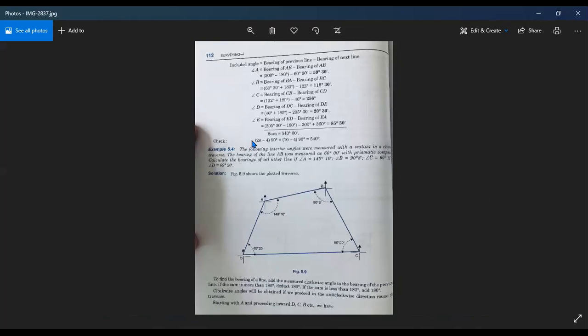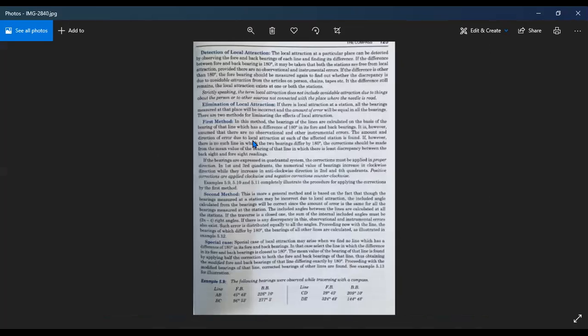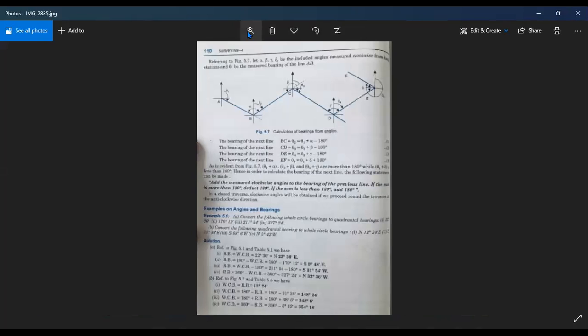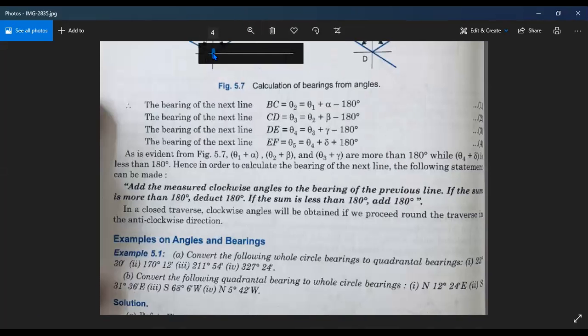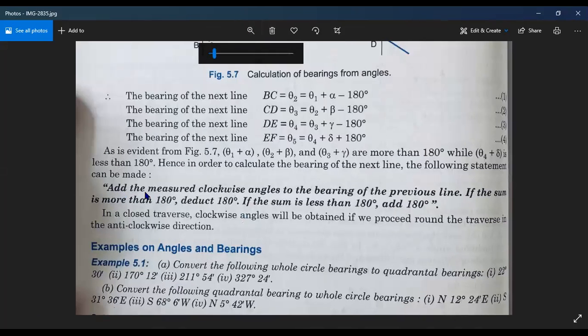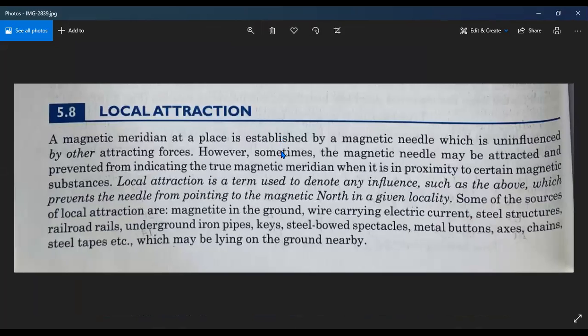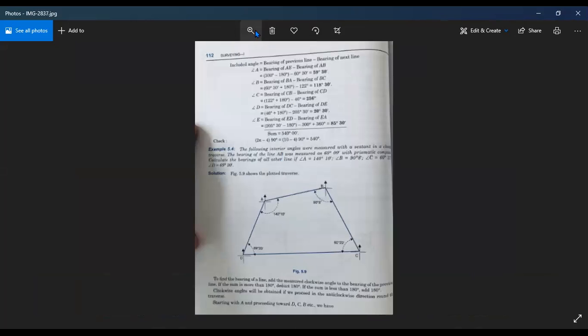The bearings you calculate using which principle? If the included angle is given, you can calculate the bearings by adding the measured clockwise angles, those included angles, to the bearing of the previous line. If the sum is more than 180 degree, deduct 180 degree. If the sum is less than 180 degree, add 180 degree. Using this, you need to calculate the bearing of the lines now.